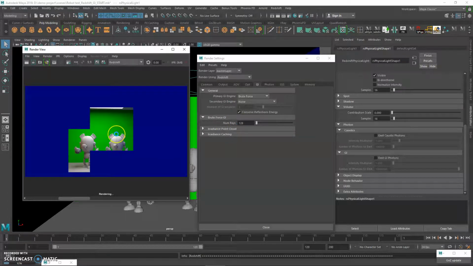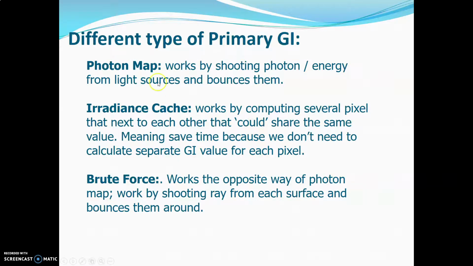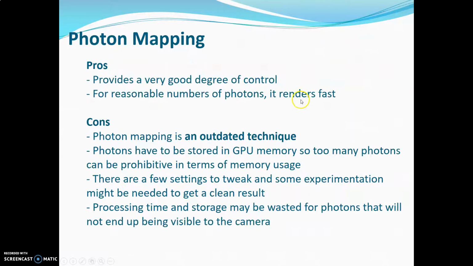Okay, so I'll stop this. Brute force is a new technique. It can be quite slow, but the result can be pretty accurate. And you don't have to deal with guessing the proportion of the photon, because Redshift will do the job for you. So that's how primary GI works in Redshift.